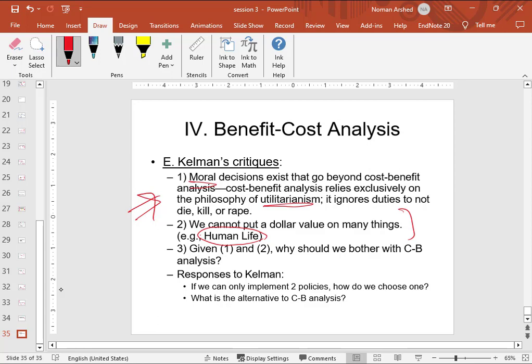Given 1 and 2, why should we bother with cost benefit analysis? उसने कहा कि भाई ये दो वजह की वजह से हमें cost benefit analysis करने की जरूरत ही नहीं है. तो लेकिन other studies जिन्होंने Kelman को criticize किया उन्होंने कहा we can only implement two policies, how do we choose one? कौन सी वाली चूज करें? What is an alternative? अगर हम CBA नहीं कर सकते तो कैसे करें?